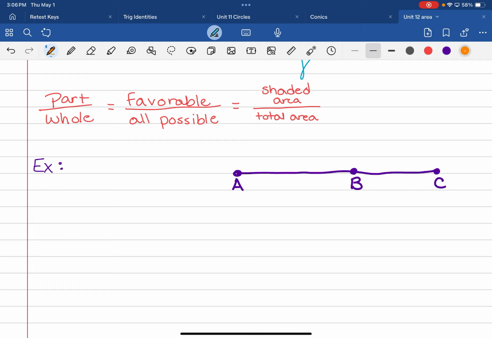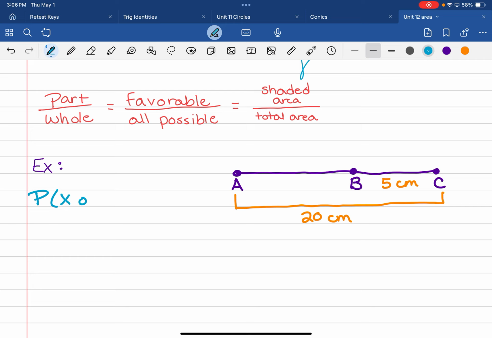Well, then they might tell you, hey, AC is 20 centimeters. BC is 5 centimeters. And then they'll ask you, okay, find the probability that if you were to find point X, that point X is on AB. So this we might do favorable over possible. When we say favorable, that means that's what we're looking for. So what are we looking for? AB. That X is on AB.